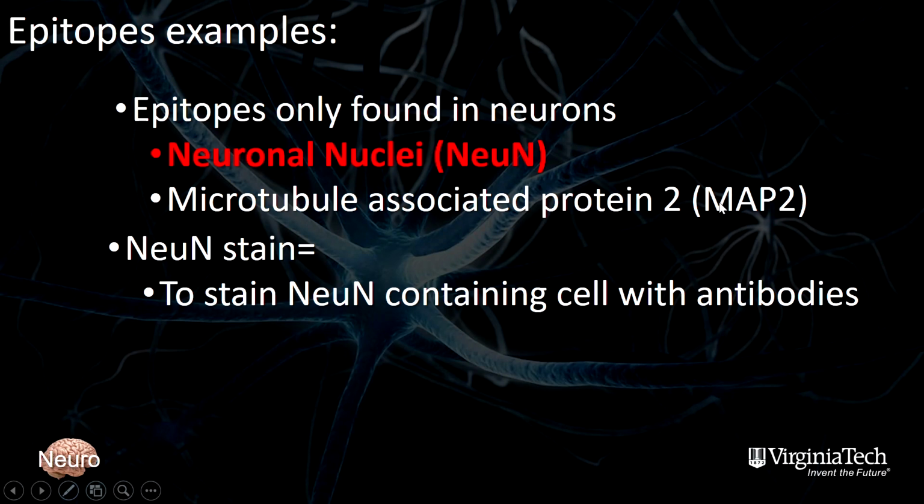And another epitope you only find in neurons is MAP2. MAP2 is also a protein name, and on this protein you have multiple epitopes, and they are all called MAP2 epitopes. And when we are talking about NeuN stain, we mean to stain NeuN-containing cells with particular antibodies. So basically we're staining neurons if we are staining NeuN, because NeuN only exists in neurons.